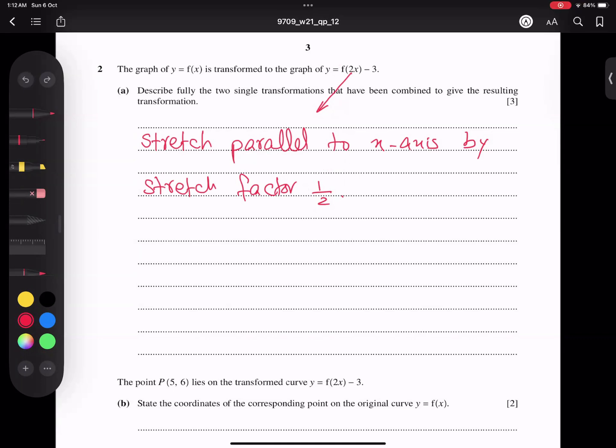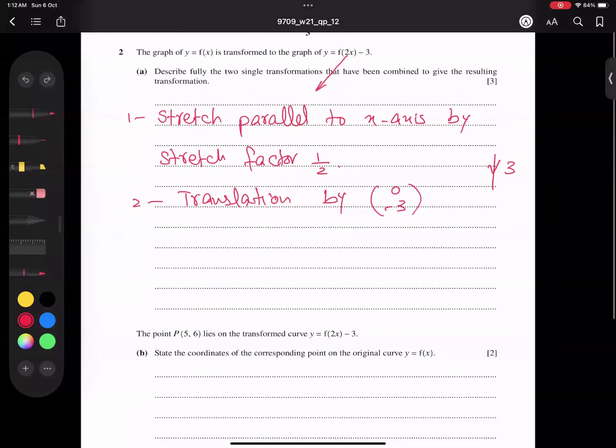Second, this is the second part. Number 2, I said before, the outside minus sign is called translation by (0, -3), because we are moving downwards 3 units, that is why. Okay, (0, -3). Now, the point (0.56) lies on the transformed curve. It means it lies on this. It doesn't lie on the original graph. It is after transformation.